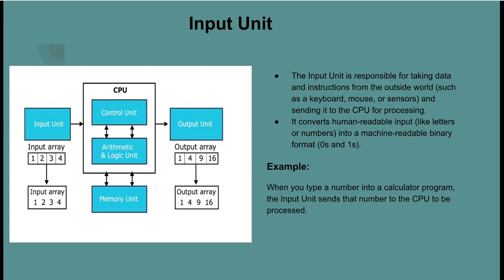Input unit. The input unit is responsible for taking data and instructions from the outside world, such as a keyboard, mouse, or sensor, and sending it to the CPU for processing. It converts human-readable input, like letters or numbers, into machine-readable binary format, zeros and ones. Example: when you type a number into a calculator program, the input unit sends that number to the CPU to be processed.